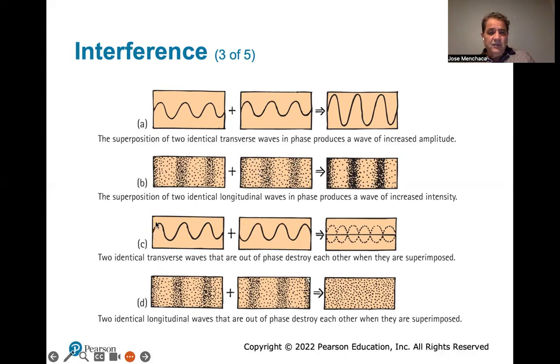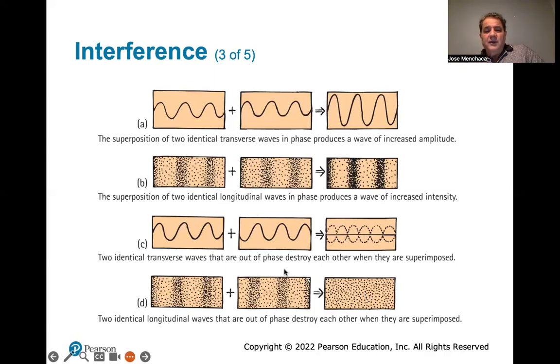Here this one's going up, this one's going down. So they cancel each other. This is destructive interference. Two identical transverse waves that are out of phase destroy each other when they are superimposed. So you get no signal. And with two identical longitudinal waves, you have compression, rarefaction. Here it starts with rarefaction, compression, rarefaction, and compression, and you get nothing.